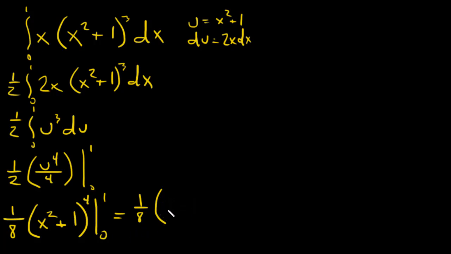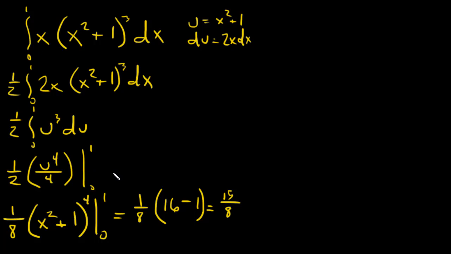All right, to the 4th power now. So this is going to be 1 squared, which is 1, plus 1 is 2. 2 to the 4th is going to be 16 minus 0 squared is 0 plus 1 is 1. 1 to the 4th is 1, which is going to equal 15 over 8, right? Now, what we had to do in order to do it this way is we held the bound evaluation until we had substituted back in our x's. Then we plugged them in.